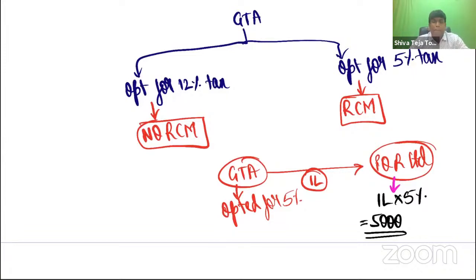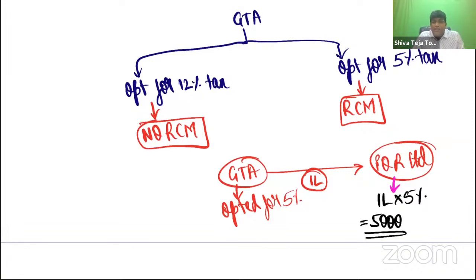But preferably, the practical approach followed is that whatever tax we pay under RCM in one month, we take as credit in the next month. Because anyways, whatever tax we have to pay under RCM, we have to pay using the electronic cash ledger only. We cannot pay using the credit ledger. Clear? Done.